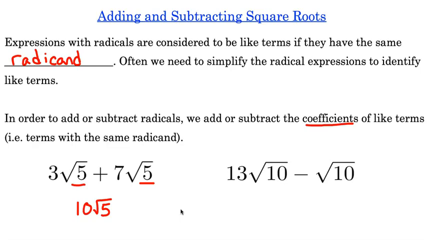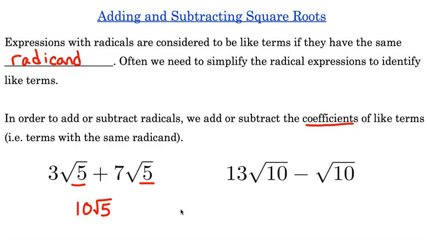A good way to think about this is treating the square root expression as an object. Think back to when you first learned addition and you added apples or bananas, or pick any fruit that you would like. 3 apples plus 7 apples, you would have 10 apples. The object doesn't change. So here, the square root of 5 is the object. We have 3 square root of 5s. We're adding 7 square root of 5s, which means in total we have 10 square root of 5s. So the square root of 5 as the object remains.